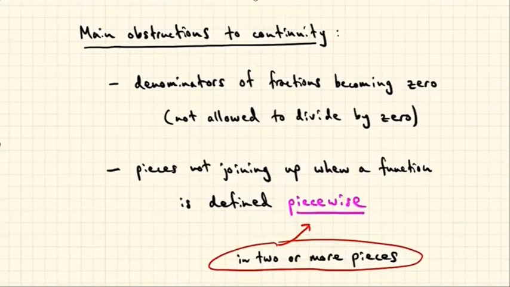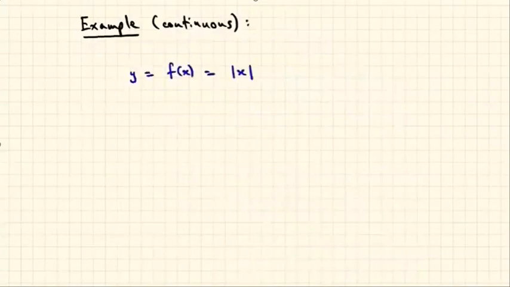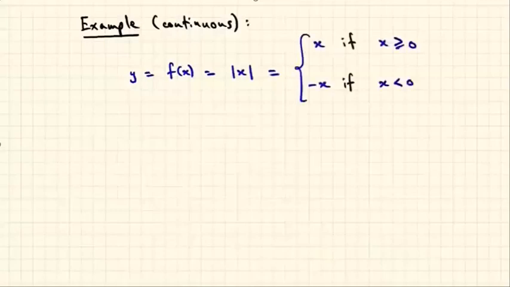Here's an example of a piecewise function that happens to be continuous. The modulus function, f(x) equal to the modulus of x. This function is defined in two pieces. If x is greater than or equal to 0, the function is equal to x, and it's equal to minus x if x is less than 0.